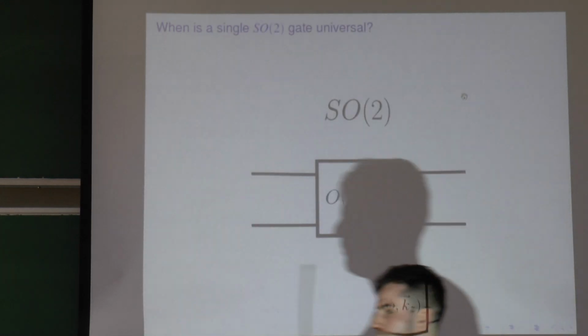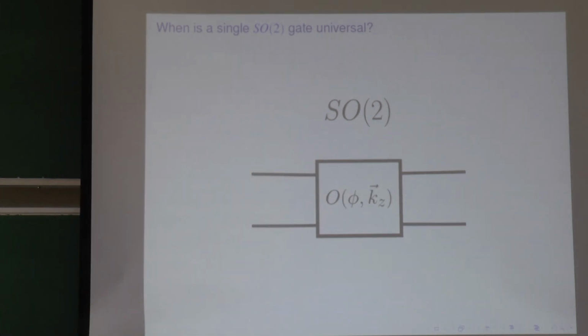So this is an example. The first example is I start with one gate which belongs to the group SO2. And then I ask when this gate is universal, so generates the entire group. So what I can do is just take this gate and multiply it with this gate and do it many times. So it will generate my group if this angle phi is a rational multiple of pi.